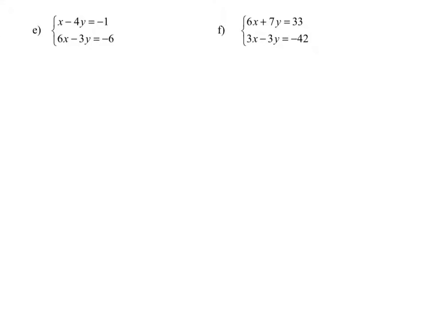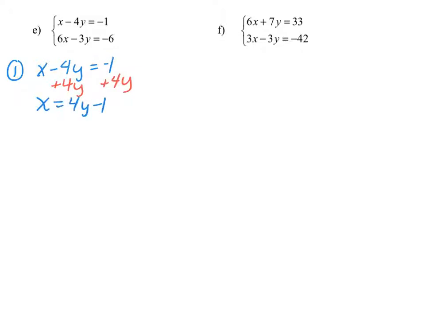Let's continue. Solve these systems of equations using the substitution method. Again, our very first step is to take the one equation, solve for one variable. I'm going to begin with the first equation and get the x by itself. I do that by adding 4y to both sides. And then we see that x is equal to 4y minus 1.